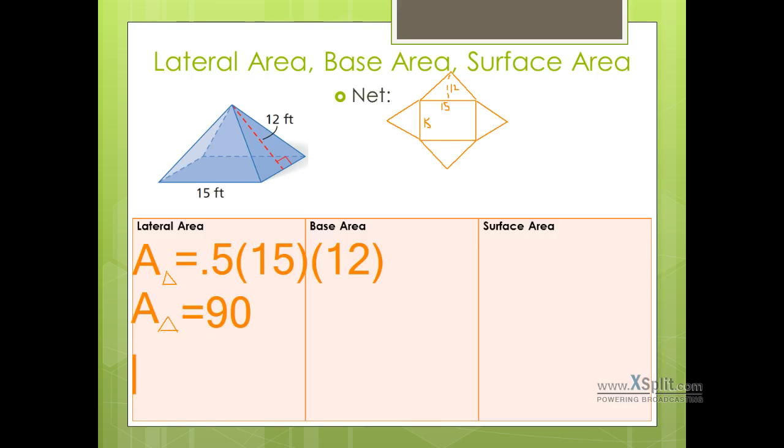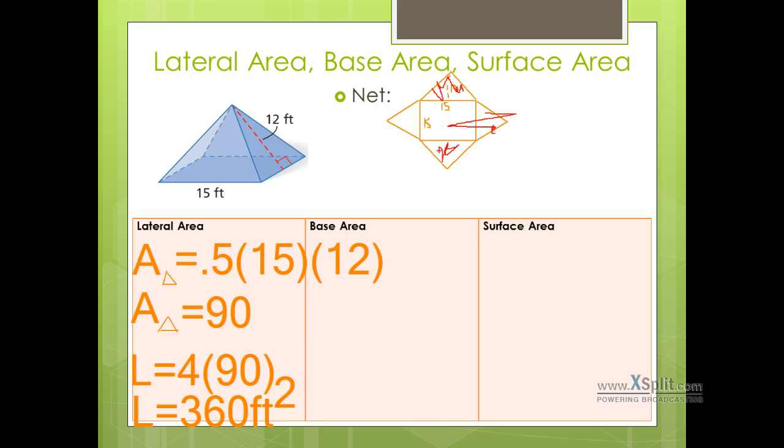If you want the lateral area, well, there are 4 of them overall in this figure, so 4 times 90. 4 times 90, you should know that off the top of your head. If you don't, think about circles for a moment. 90-degree angle, 4 of them, you're going to turn yourself into a full circle. It'll go around 360. This, of course, has nothing to do with degrees, but it's numbers you should know. 360 feet squared for our lateral area. That's the area on the inside here, here, here, and here.